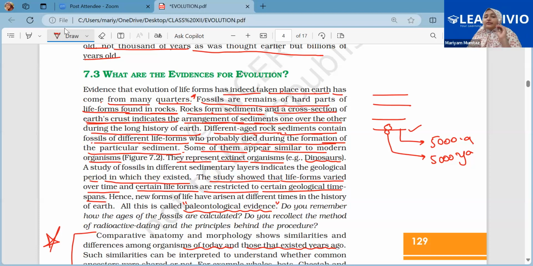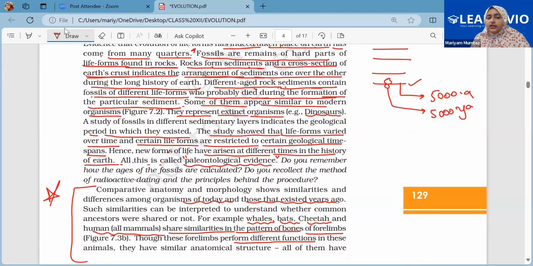So, because of the presence of fossils, we can understand that a certain life form existed a long time back, and we can actually find it out by looking at the soil and the way the sediment is. The studies show that the life forms varied over time, and certain life forms are restricted to certain geological time spans. Hence, new forms of life have arisen at different times in the history of Earth. All this is called paleontological evidence. Paleontology is the study of fossils, right? So that is the paleontological evidence.